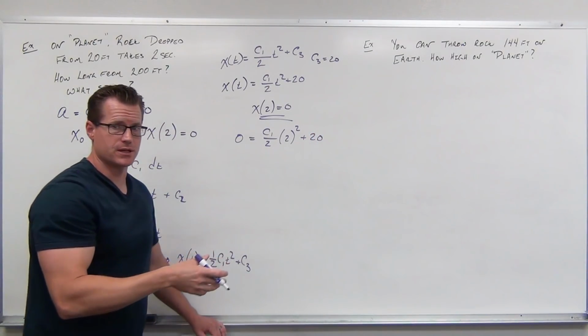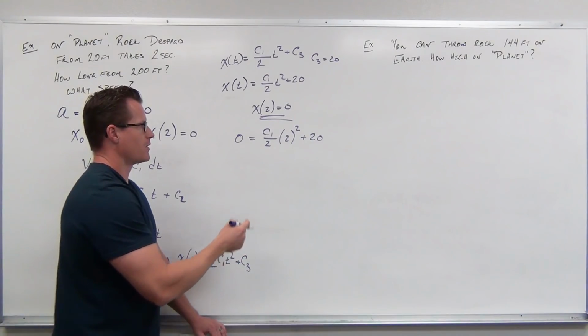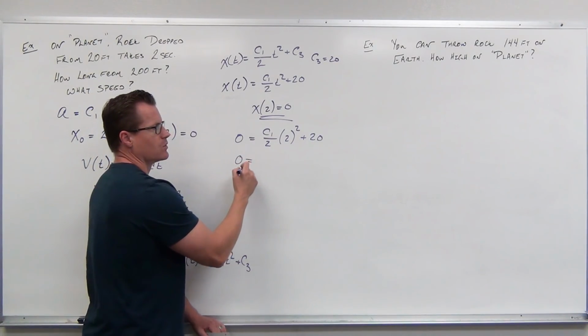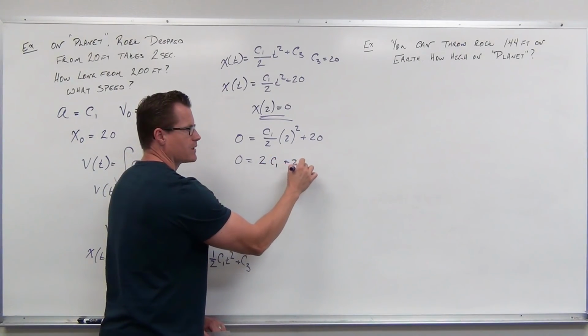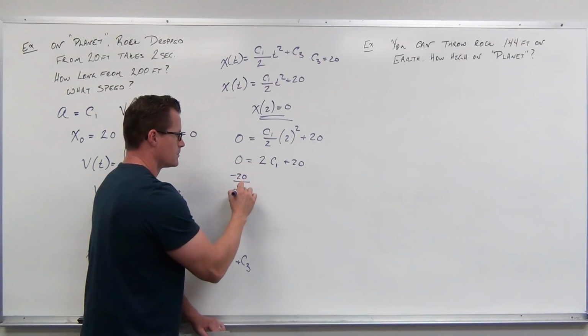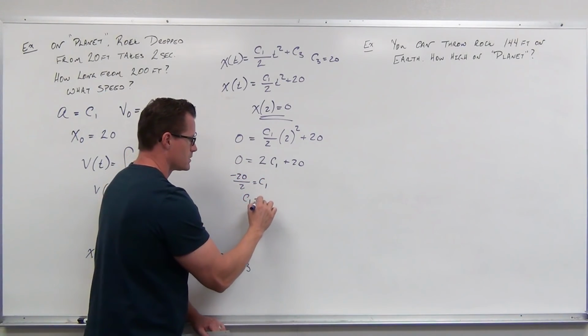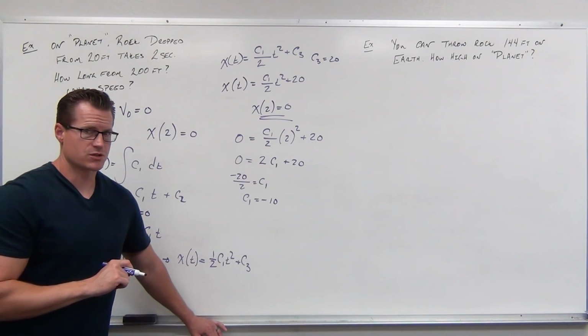From a height of 20 feet. So all this is now working together. Well, if we just do a little bit of math on this, we know that 0 would equal, that's 4 divided by 2 is 2, 2c1 plus 20. Subtract the 20, divide by 2. C1 equals negative 10. Let's plug that back into our position function.